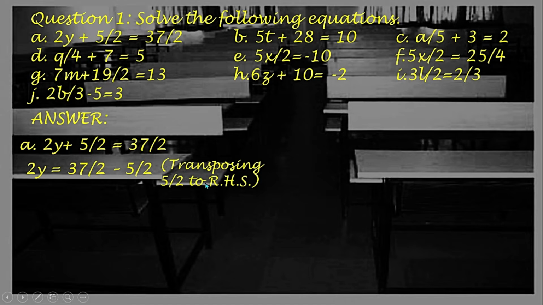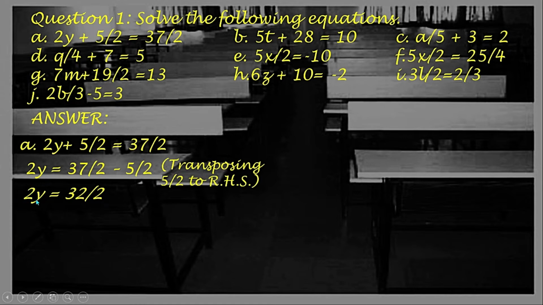When we solve it, what will you get here? 32 upon 2. Why? Both have the same denominators, 2 and 2. So 37 minus 5 equals 32 and 2 will remain as it is. Now the next condition is what? Now we have only one term left on the left hand side. What is the next step? We need to remove this 2.